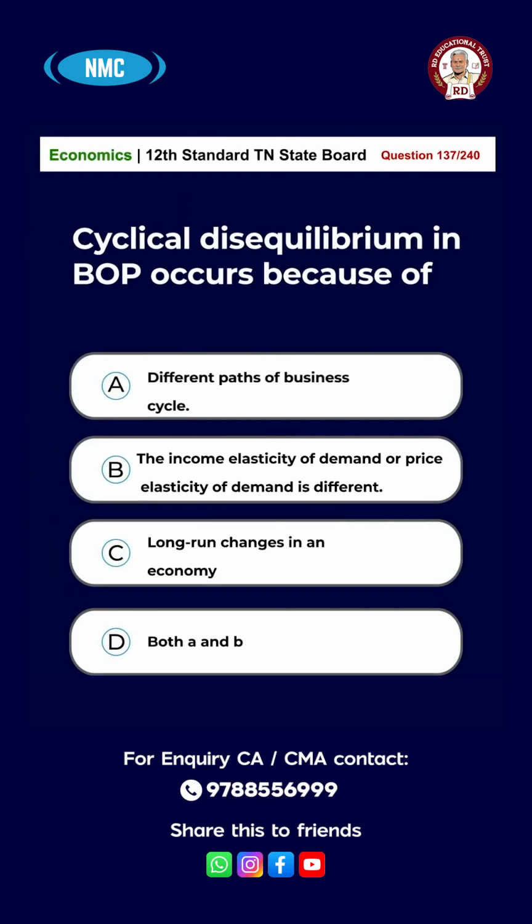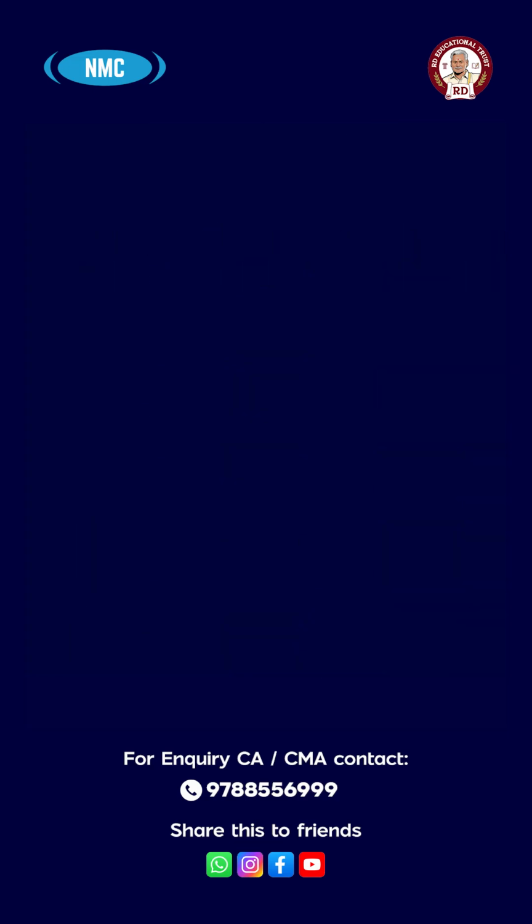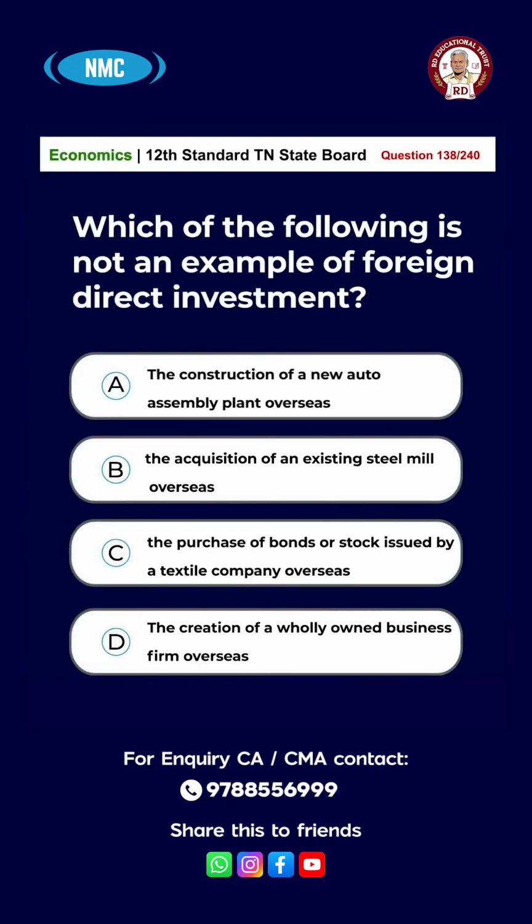Question number 137. Cyclic disequilibrium in BOP occurs because of A. Different parts of business cycle. B. The income elasticity of demand or price elasticity of demand is different. C. Long run changes in an economy. D. Both A and B. The answer is option D. Both A and B.